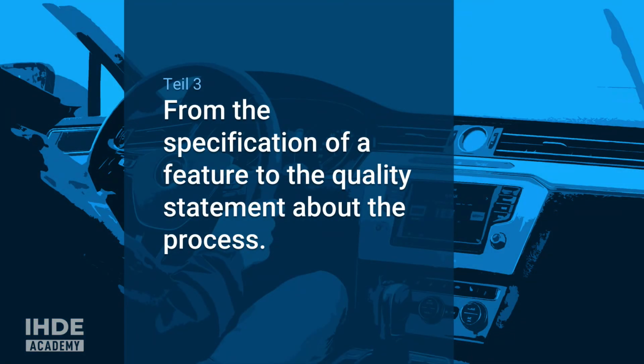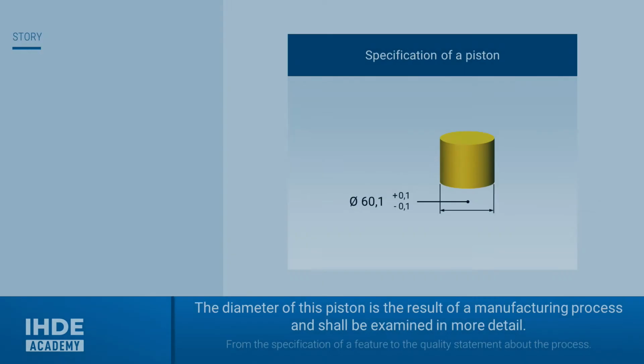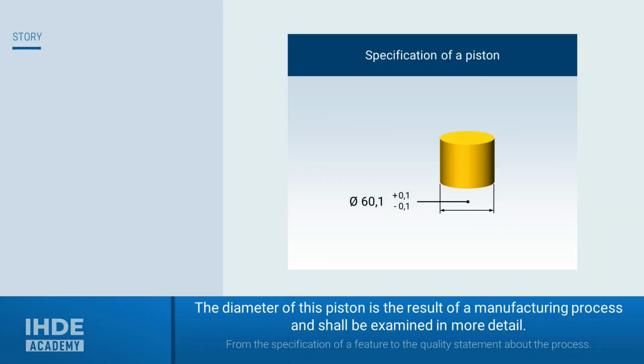After looking at how important individual product characteristics can be, in this chapter we want to take a very rough look at the individual steps that you would go through when you want to make a statement about the quality of a process. The diameter of this piston should again serve as an example of a product characteristic. Such a characteristic is known as a variable characteristic. This means that the diameter can have any intermediate value.